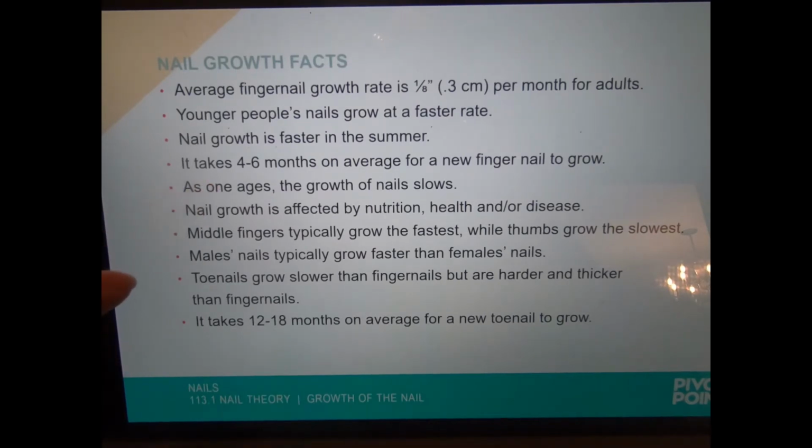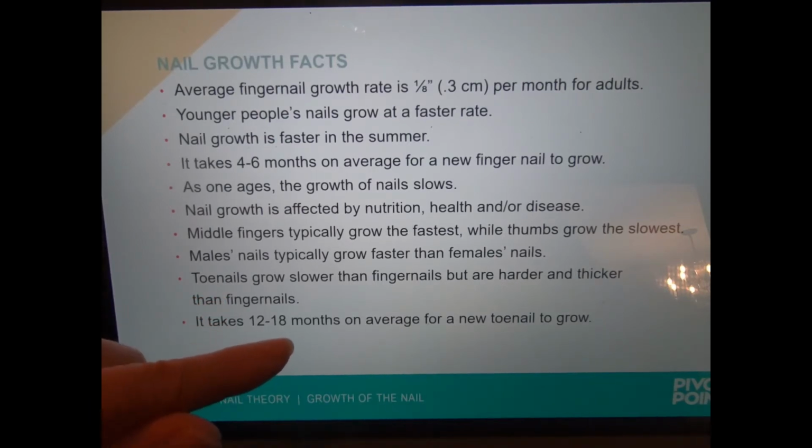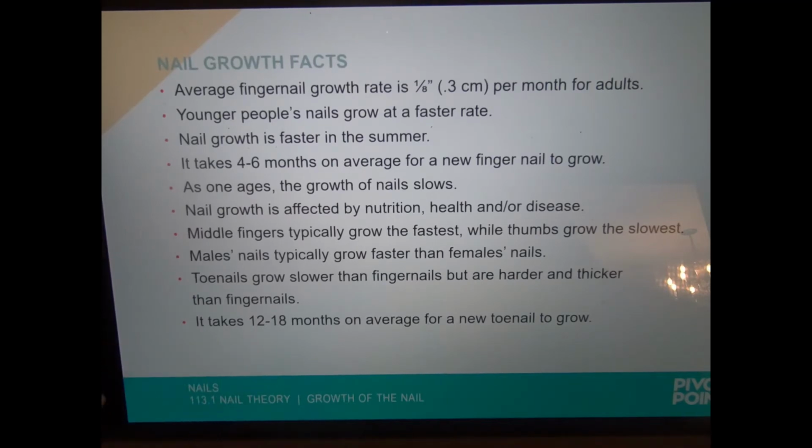As we get older, the growth of the nail slows, and it's affected by nutrition, health, and or disease. Middle fingers grow the fastest. Thumbs grow the slowest. Males' nails grow faster than females' nails. Interesting. Toenails grow slower but are harder and thicker. I'm sure you'll all agree with that. And it takes 12 to 18 months on average for a new toenail to grow. Much slower.